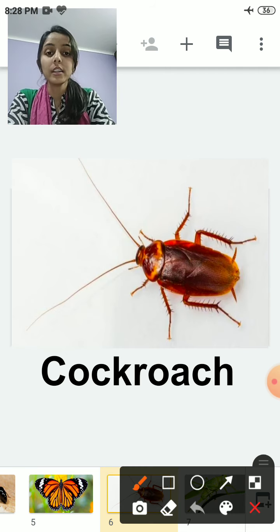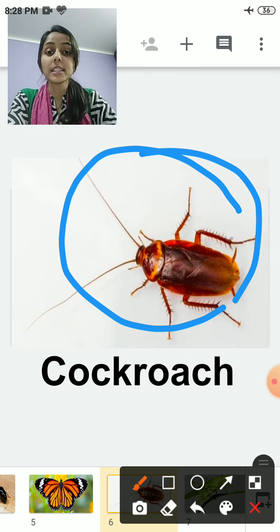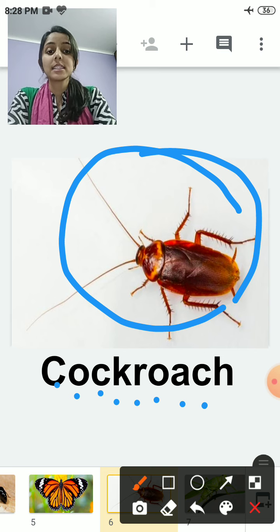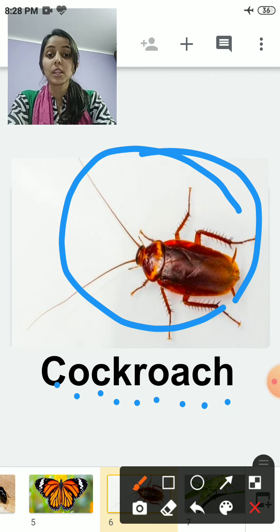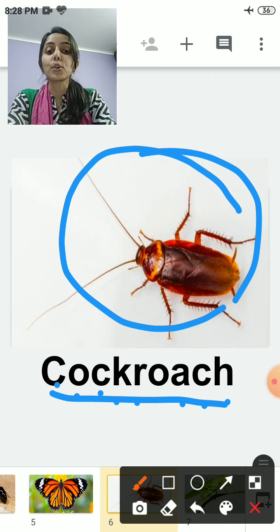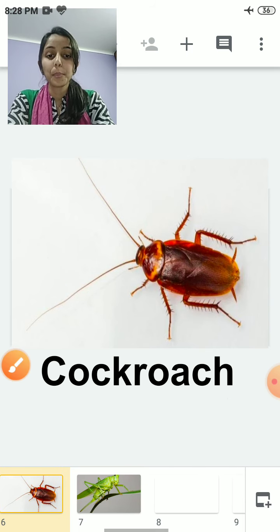Now, children, what is this? Cockroach. C O C K R O A C H. Cockroach.